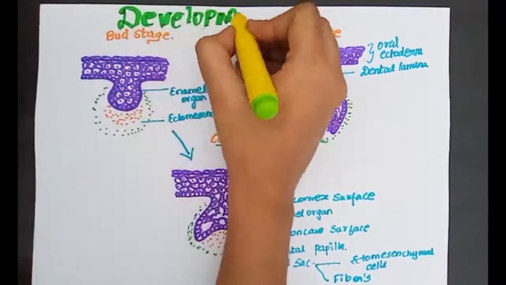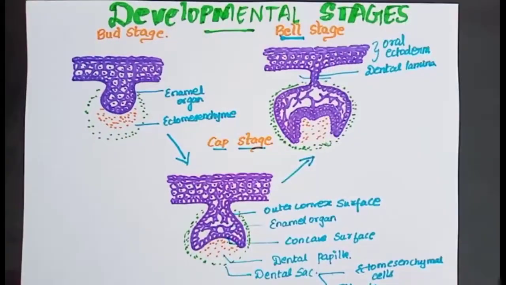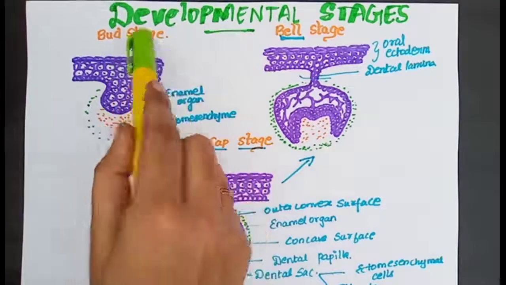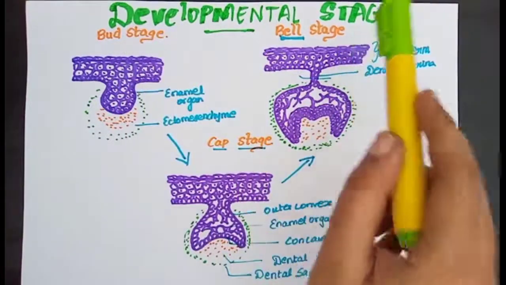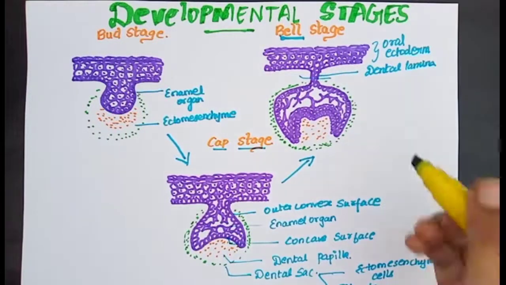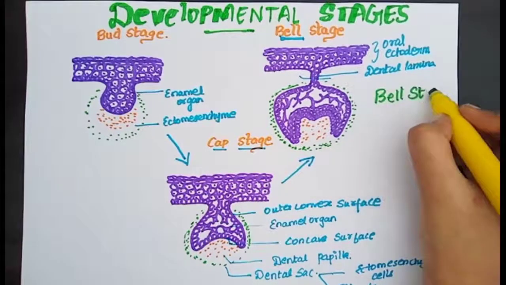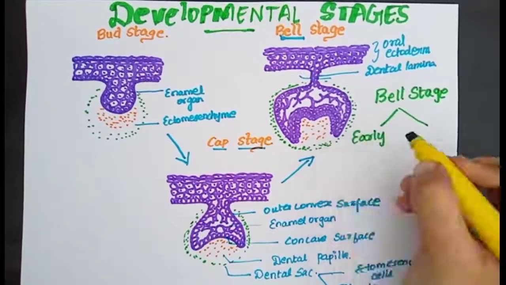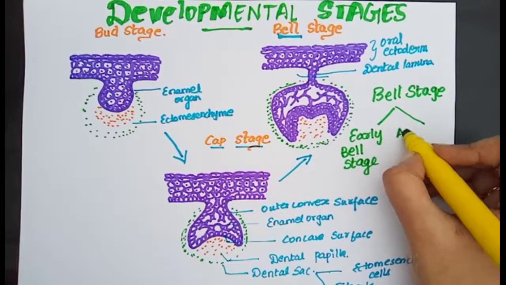Now, let's see about the developmental stages of tooth. Tooth development is a continuous process, but for better understanding, it is divided into different stages according to the changes in size and shape of the enamel organ. The stages are bud stage, cap stage, and bell stage. And the bell stage is further divided into early bell stage and advanced bell stage.